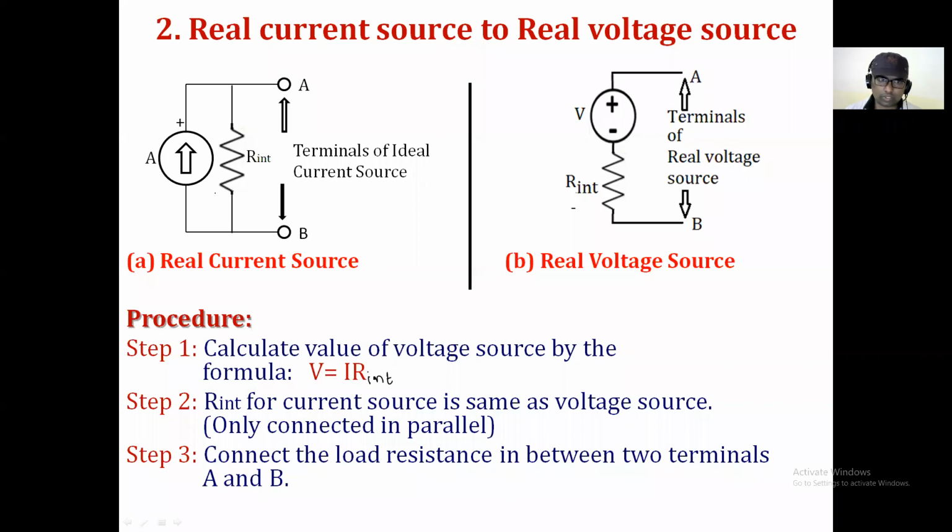Now if you see that this is the real current source, it has an internal resistance which is connected in parallel. And these are the two terminals of a current source. And we have to convert it into voltage source.